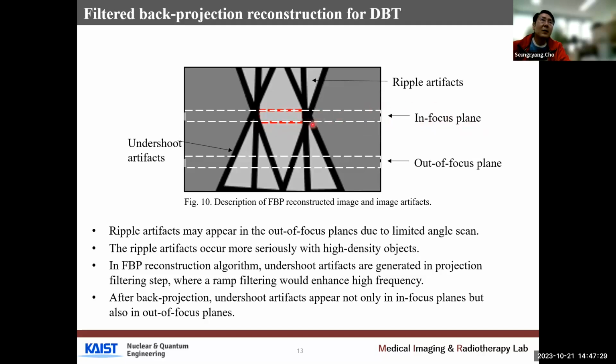But unfortunately, we will see ripple artifacts, which are due to the high density object above or below the focal plane. And also due to the ramp filtering nature, this dark band near the high contrast or high density structures would propagate through as well. So we typically call these two artifacts ripple artifacts and undershoot artifacts, and we want to remove these artifacts as much as we can.